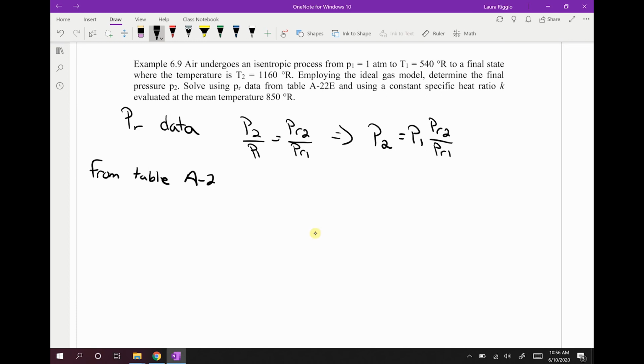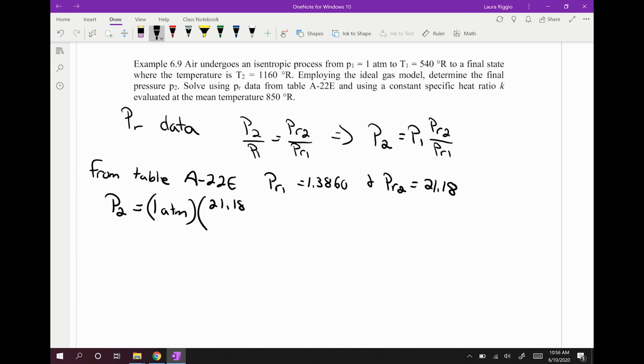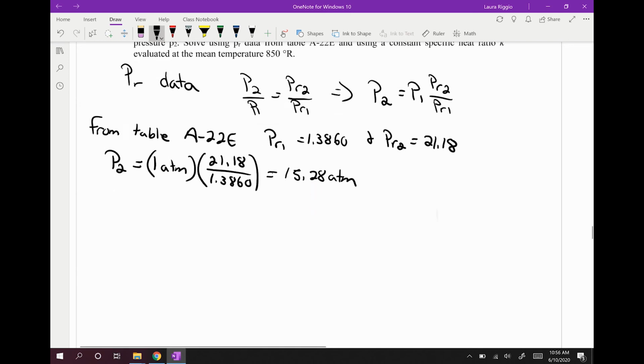So if I go to table A22E, at the temperatures I'm given, P_r1 is 1.3860 and P_r2 is 21.18. So you get P2 is equal to 1 atm times 21.18 divided by 1.3860, which tells me that P2 is equal to 15.28 atm.